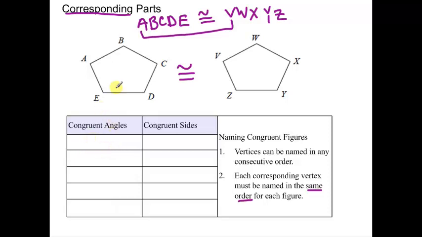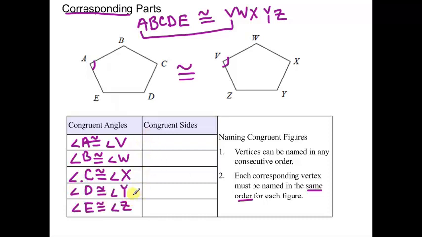Now, that means that every angle in this pentagon is congruent to the angles in this pentagon. Same with sides. And you can see there's 10 different relationships that we're going to write. So let's start it off. We've got angle A congruent to angle V. We've got angle B congruent to angle W. We've got angle C congruent to angle X. Now pause the video and fill in these last two angle pairs that are congruent. Okay, how'd you do? You should have had angle D congruent to angle Y and angle E congruent to angle Z.